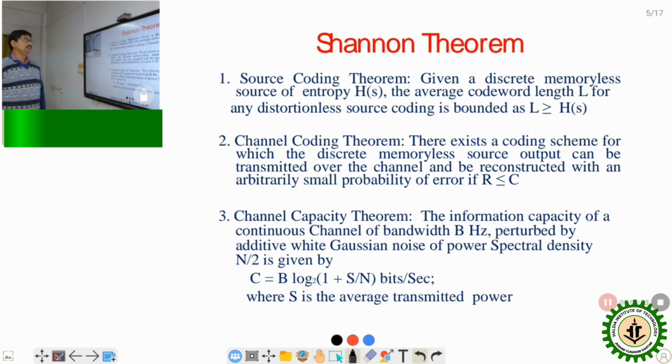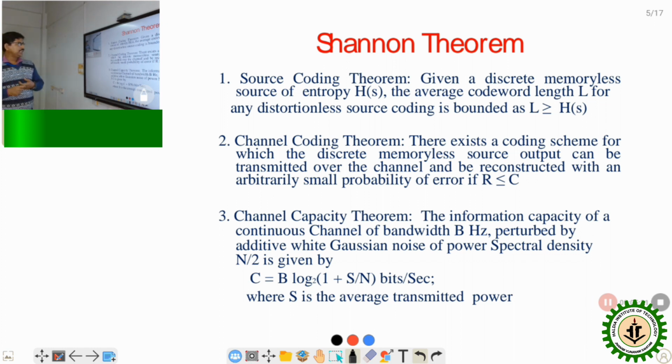Based on the source coding theorem, for a message, if the average code word length is L and its entropy H(S), which we know denotes how much information there is per symbol, then according to the source coding theorem, L should always be greater than or equal to H(S). The main concept of this source coding theorem is that it is used for the efficient bit representation of the information source.